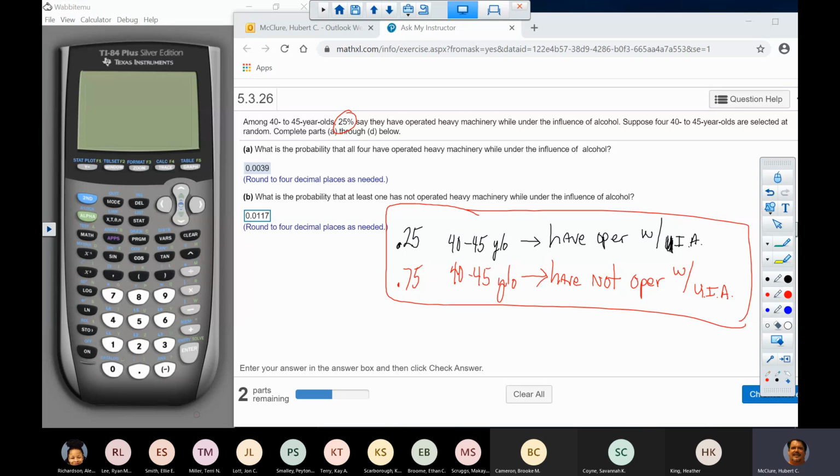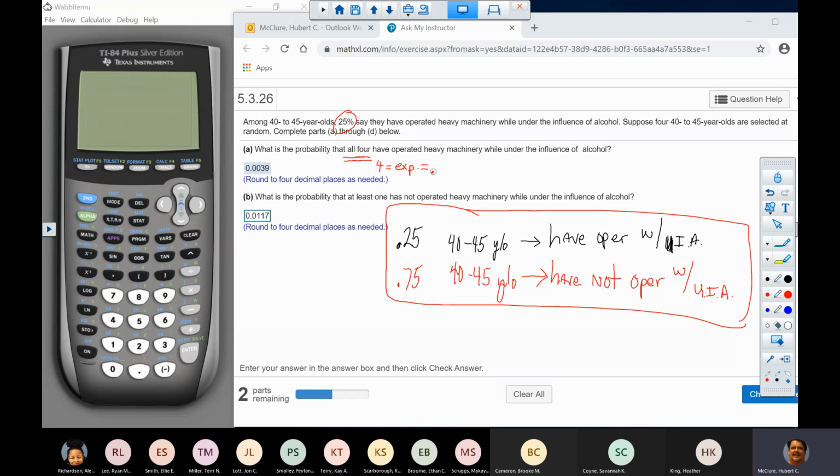What else does it say? All what? Well, I know that right there is going to be an exponent. So now you just got to match up the question. What is the probability that all four have operated? Which one's all four have operated? That would be the black, right? So that'd be 0.25 raised to the what? Fourth power. Now y'all can check it in your calculators, okay?